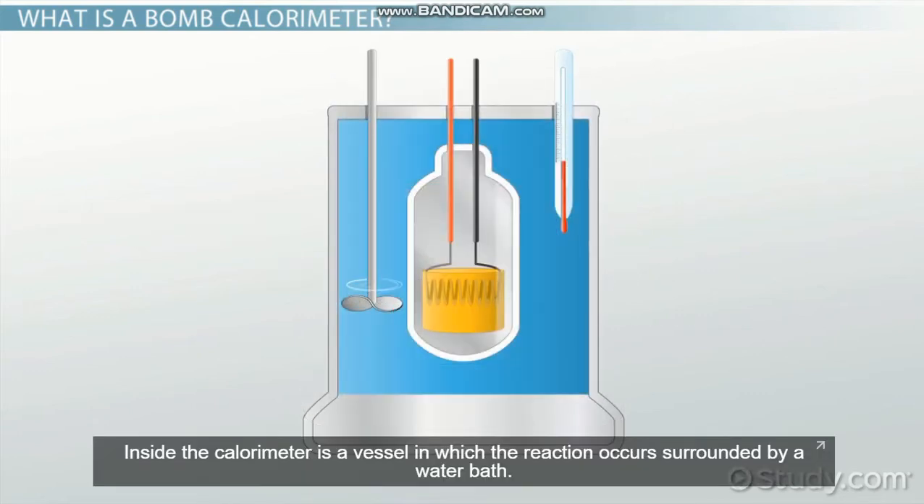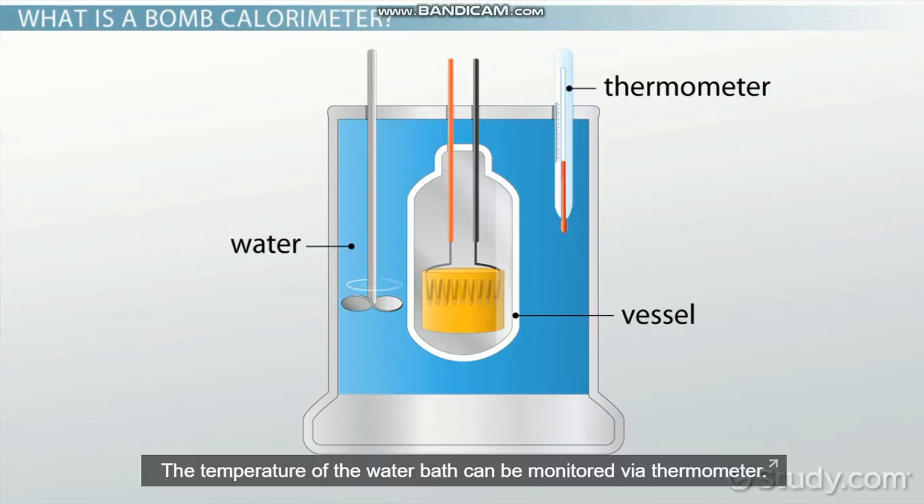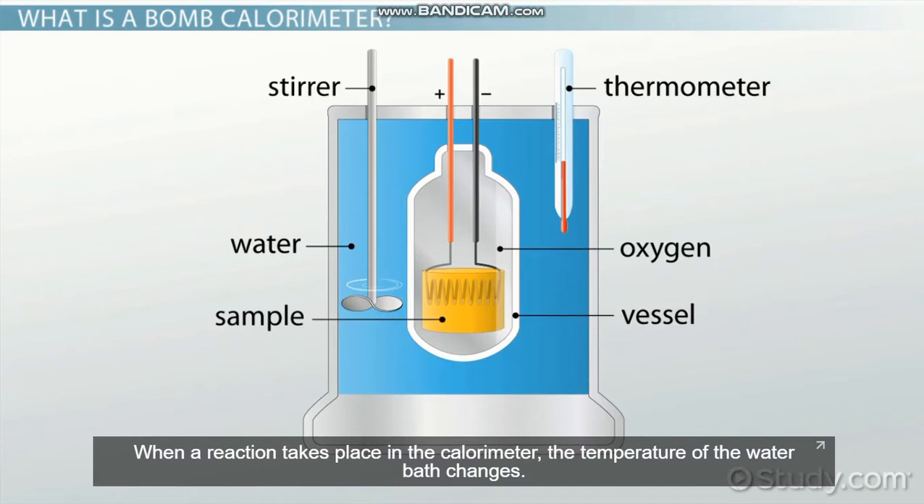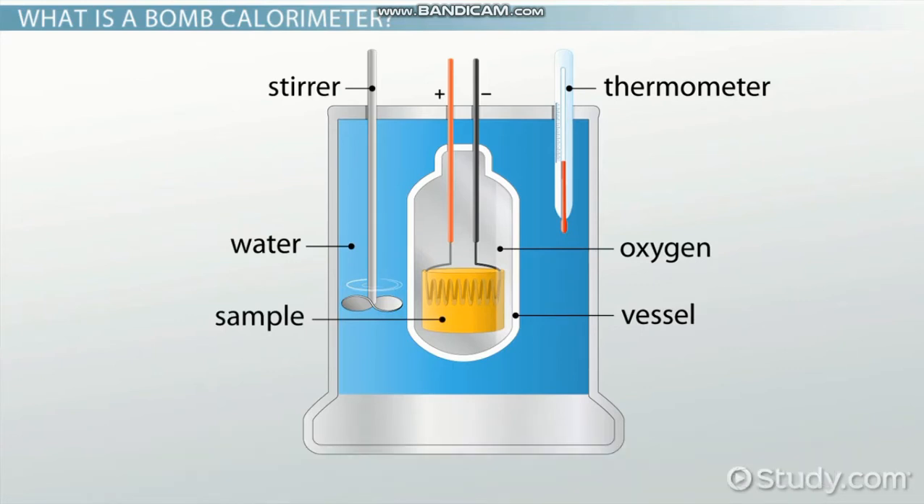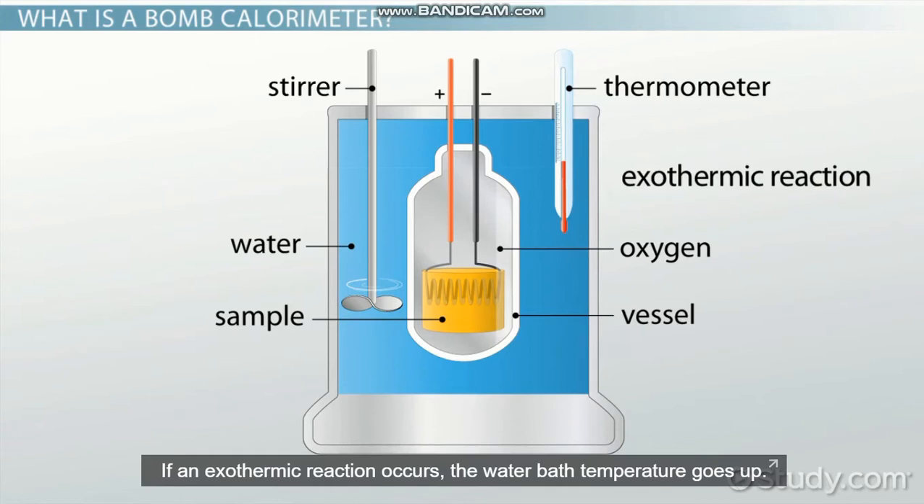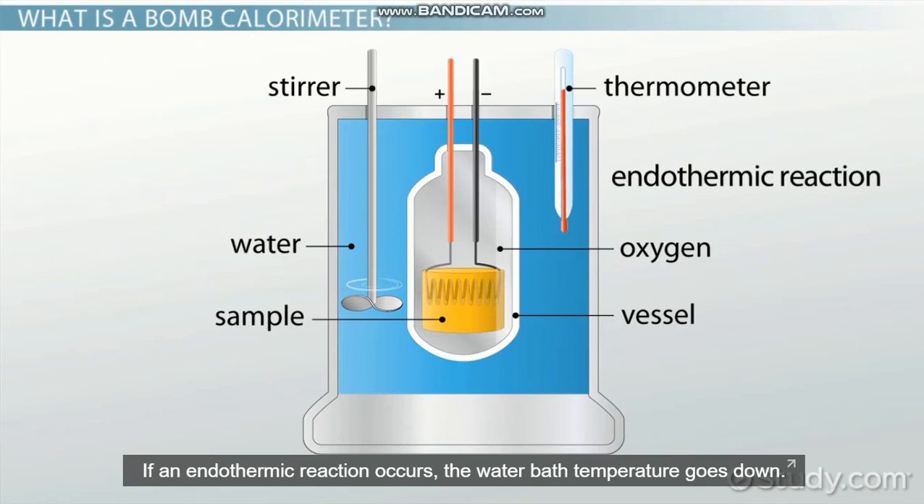Inside the calorimeter is a vessel in which the reaction occurs, surrounded by a water bath. The temperature of the water bath can be monitored via a thermometer. When a reaction takes place in the calorimeter, the temperature of the water bath changes. If an exothermic reaction occurs, the water bath temperature goes up. If an endothermic reaction occurs, the water bath temperature goes down.